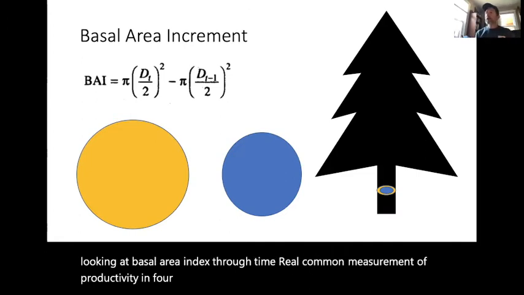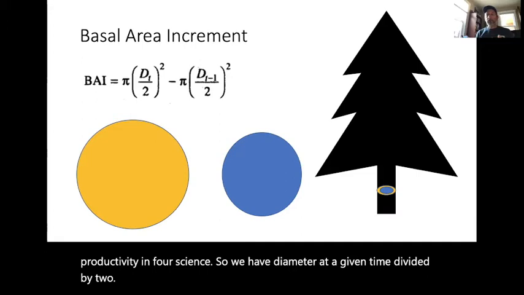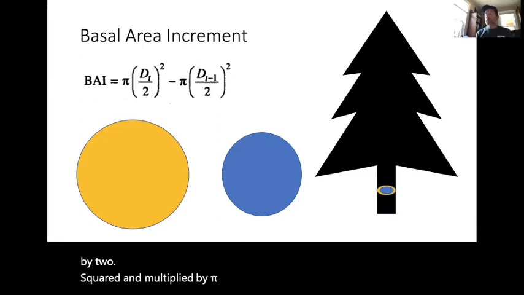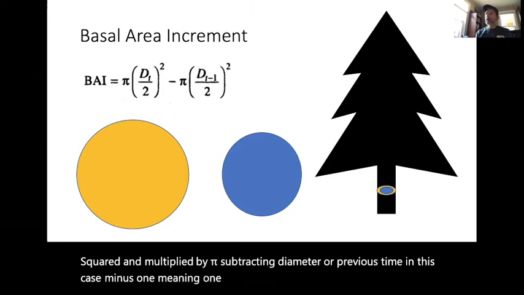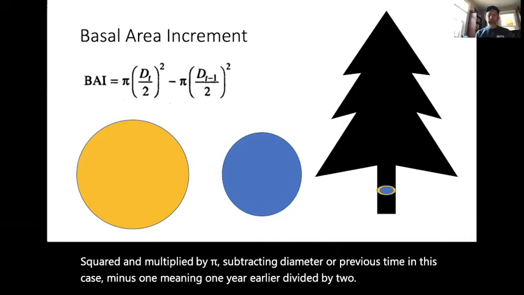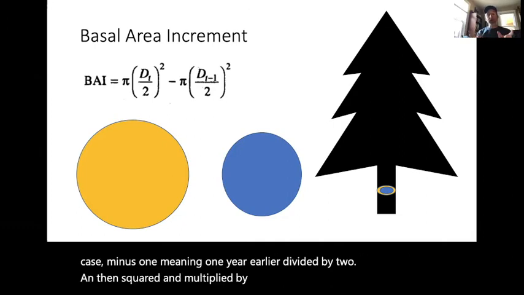So we have diameter at a given time divided by 2, squared and multiplied by pi, subtracting diameter at a previous time, in this case t-1, meaning 1 year earlier, divided by 2, and then squared and multiplied by pi. So we're just taking the area of 2 circles.